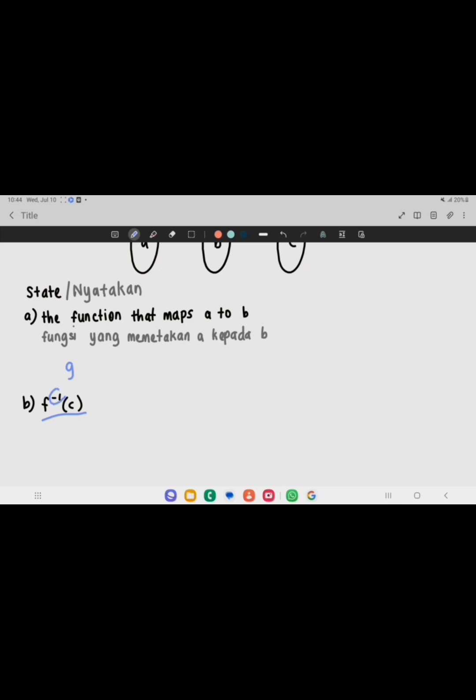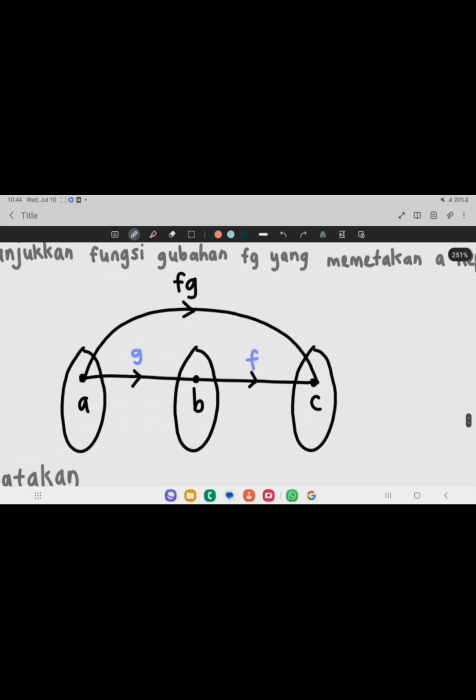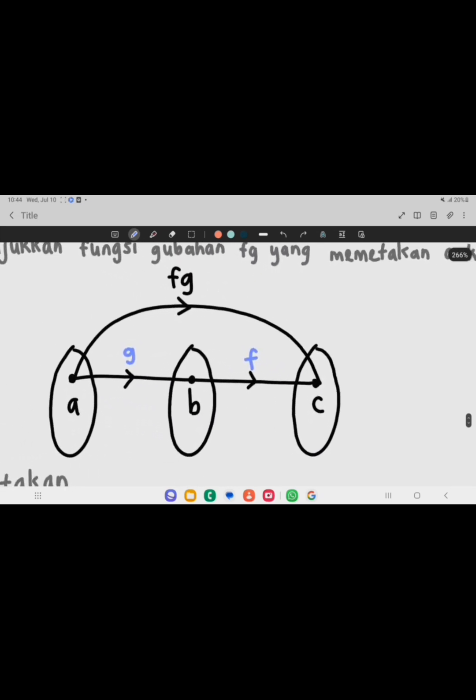So, what does it mean when you have a -1 here? It means that you're asking for the inverse function. Remember what is inverse function? I have explained about inverse function in the previous video. So, let's say from B to C. So, the function is f, right? So, what is an inverse function? When you have a function that maps C to B, yang memetakan C kepada B. So, this is what we call as inverse function. So, the symbol will be f power of -1.